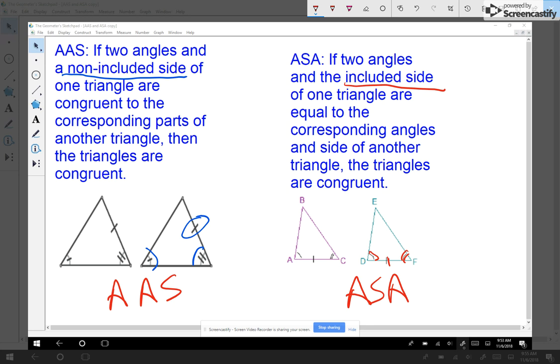All right, so that you guys can see the difference. In each, I have two angles and a side, but in angle, side, angle, the side is in between the angles. In angle, angle, side, the side is not in between the angles.